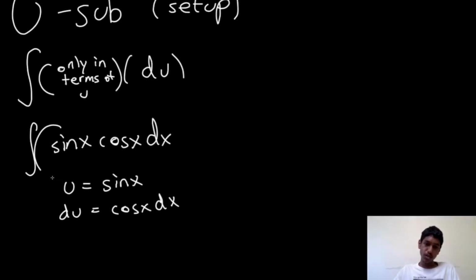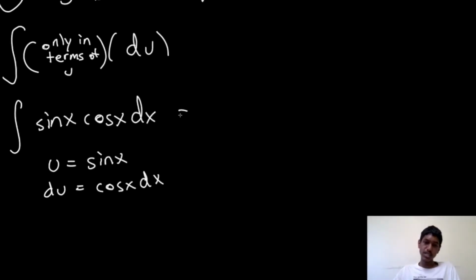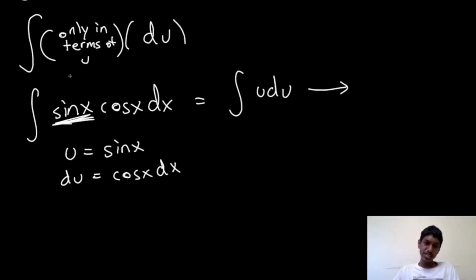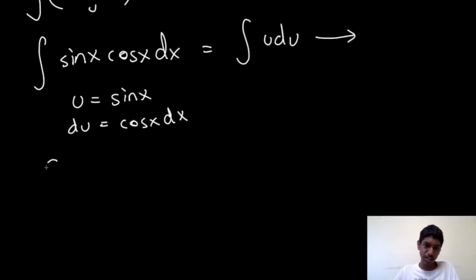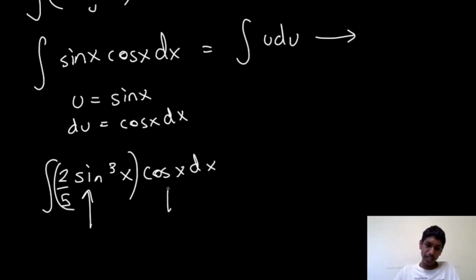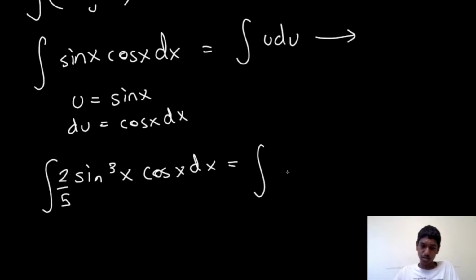Only in terms of u. So in this case, it was only in terms of sine x. We end up getting integral u du, and from that point, it's pretty straightforward. As long as the left expression is only in terms of u, things are pretty simple, even if the expression is fairly complicated. Like if you have sine cubed x, and then 2/5, and then a cosine x, well, you have stuff only in terms of sine, and then a cosine. So when you do the u-sub, everything's going to be okay. We're just going to get integral 2/5 u cubed du, and it's also straightforward to continue.